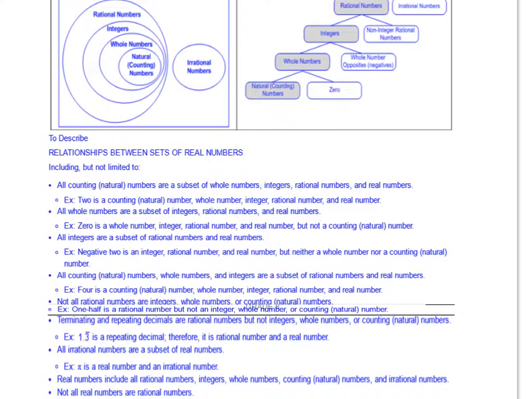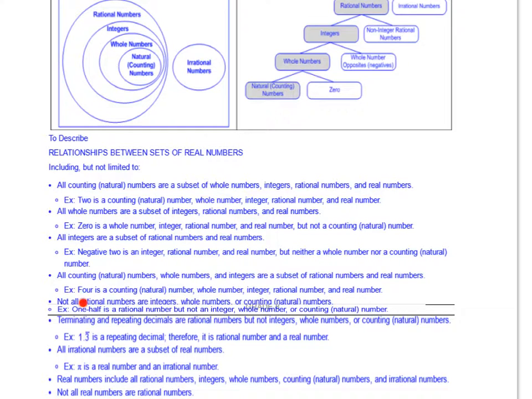Okay? All counting numbers are whole numbers and integers, and they are a subset of rational and real numbers. All natural numbers, whole numbers, and integers are a subset of rational and real numbers. Example, 4 is a counting number. It's also whole, it's also integer, it's also rational, and it's also real.